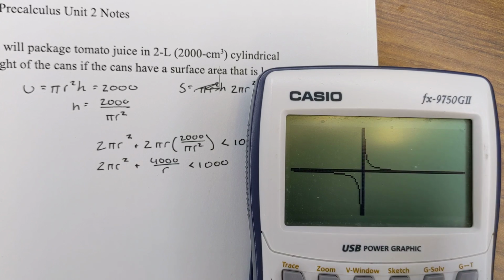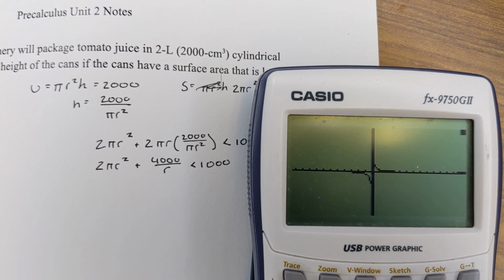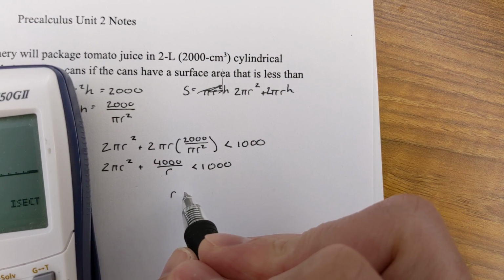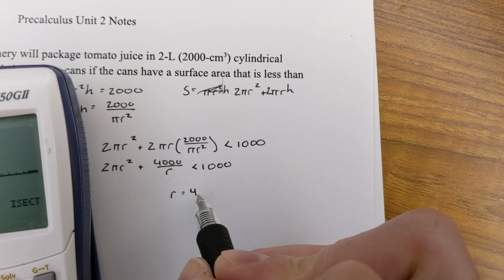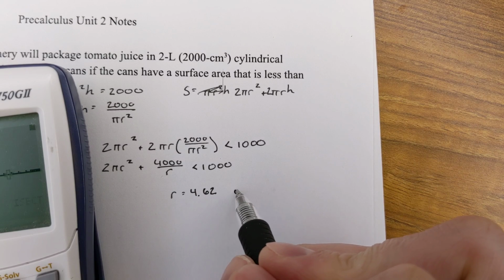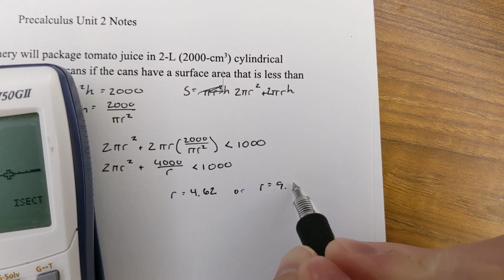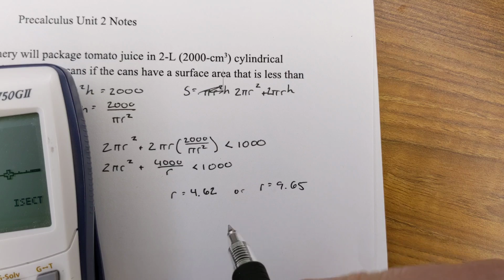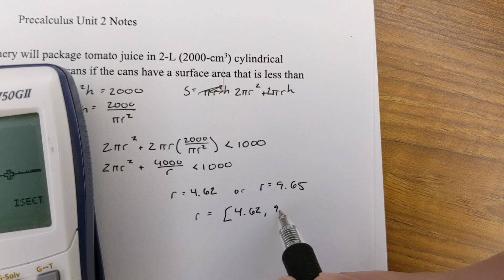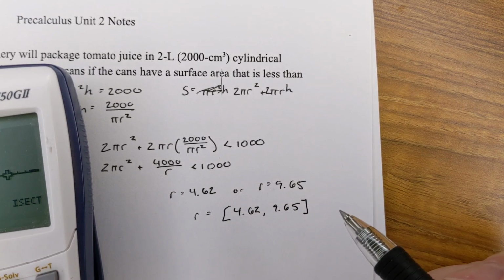And there is another one, but I can't see enough of the graph. There's two of them. Zoom out. G-solve intersections. So the first, the radius has to be 4.62, and the other one from my calculator is 9.65, so I have to be between those two numbers for the radius.